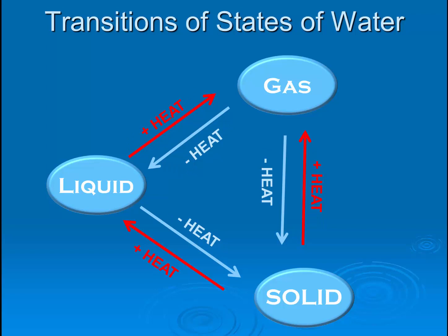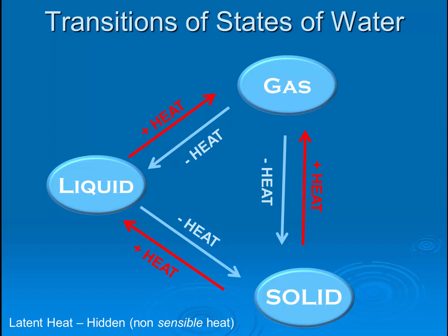More importantly, what we want to do is look at the process that happens. To go from solid to liquid or liquid to gas, we need to add heat. If we're going from gas to liquid or liquid to solid, we need to remove heat, or give away the heat. This idea of latent heat, or hidden heat, is very important.